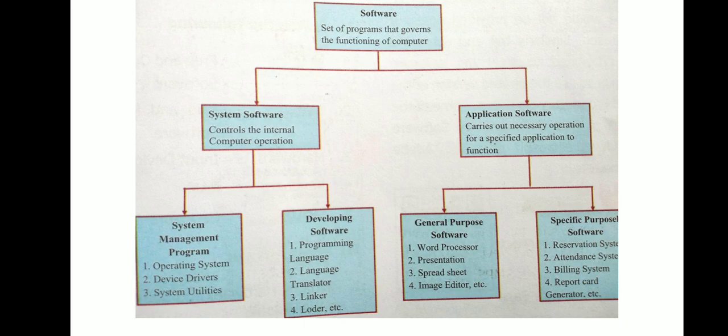Two types of system software: system management program and developing software. What is the system management program? First one, operating system, device drivers and system utilities. Developing software: programming language, language translator, linker, loader, etc. And general purpose software. There are types of application software: word processor, presentation, spreadsheet, image editor, etc. Specific purpose software: reservation system, attendance system, billing system, etc.